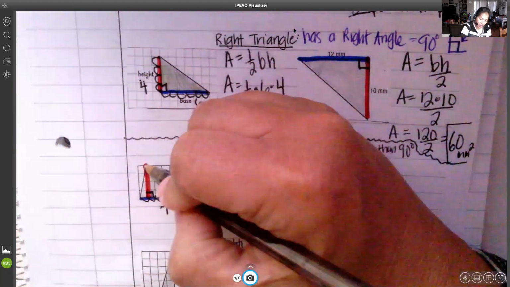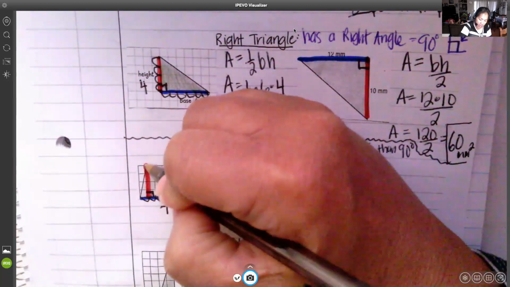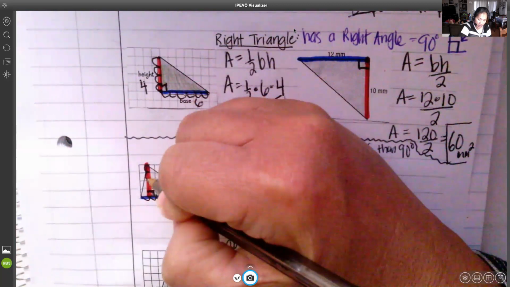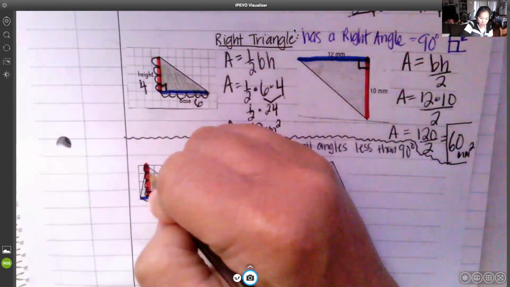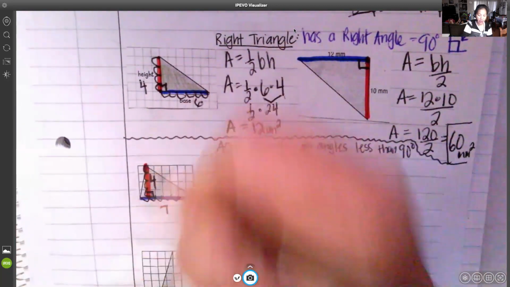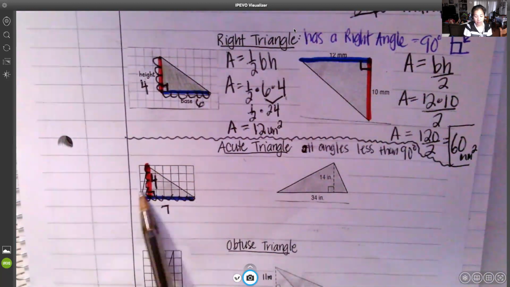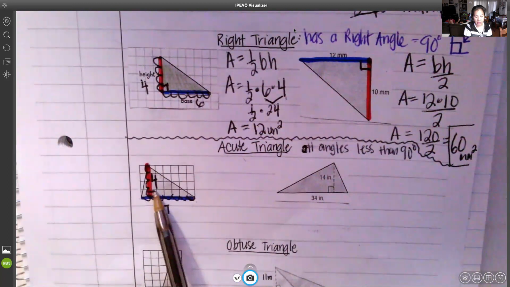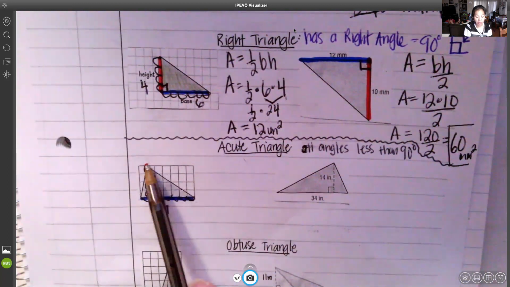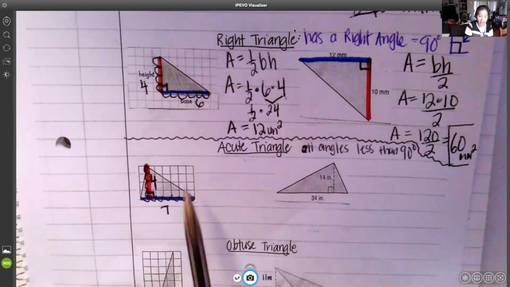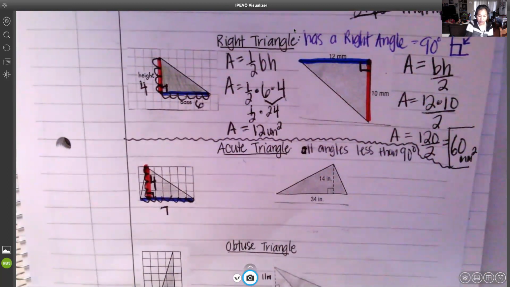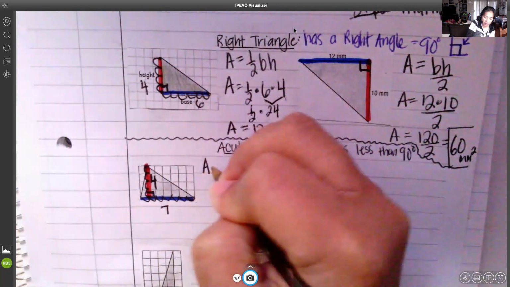Now the height of the triangle again is up here to down here. So let's count that. 1, 2, 3, 4. So the height is 4 units long. And there you go. Now we have the length of our base and our height, and together they're making that right angle. That's very important that it's the two that make the right angle. Okay. All right. So first step, write our formula.